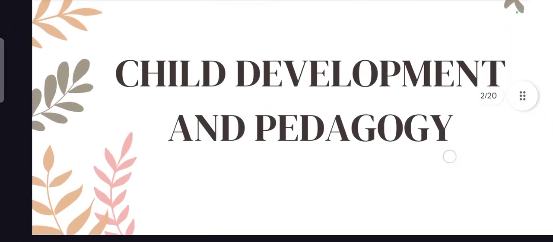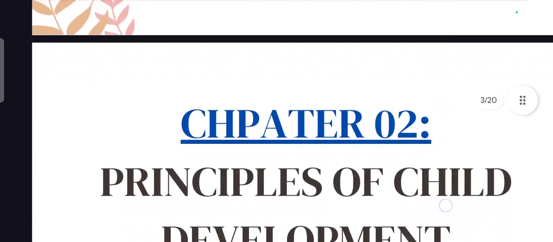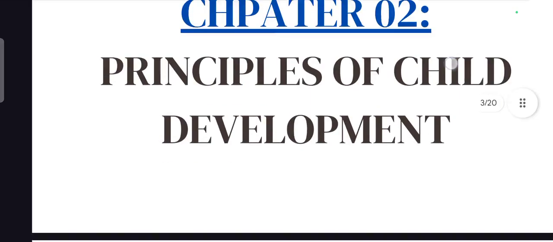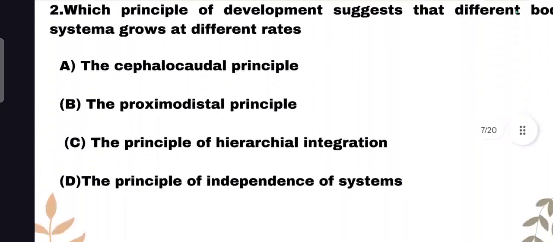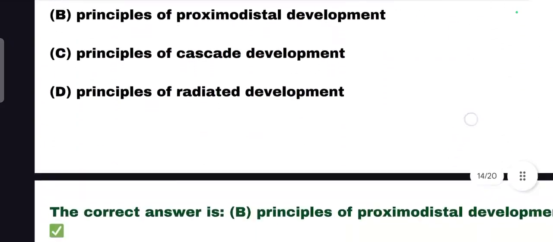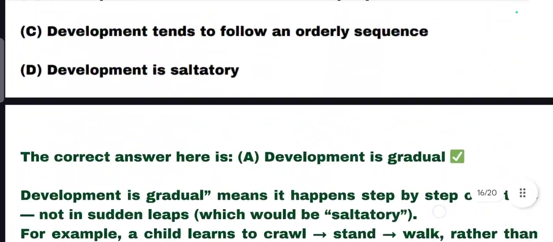Currently we are dealing with child development and pedagogy and discussing the previous year questions from chapter 2, that is principles of child development. We already discussed questions 1 to 5 in earlier classes. So next we move to question number 6.